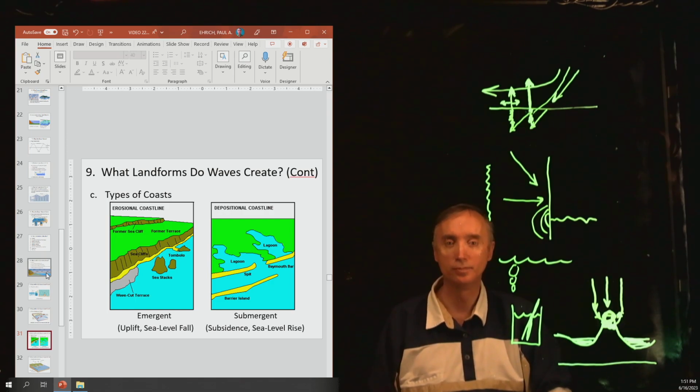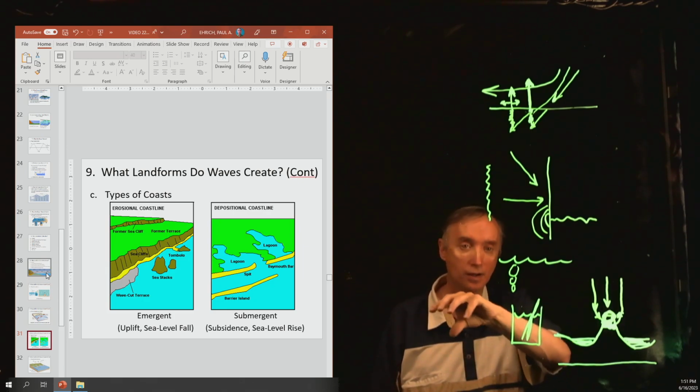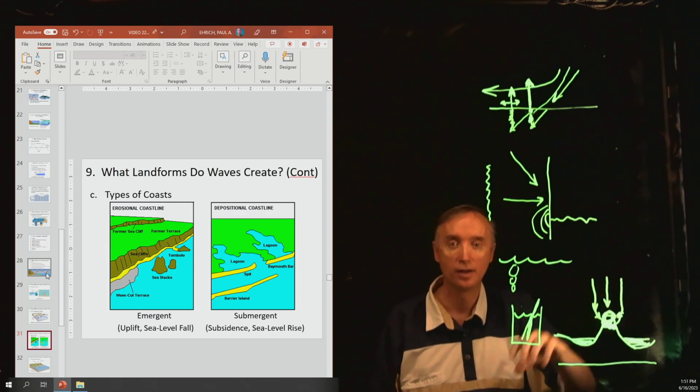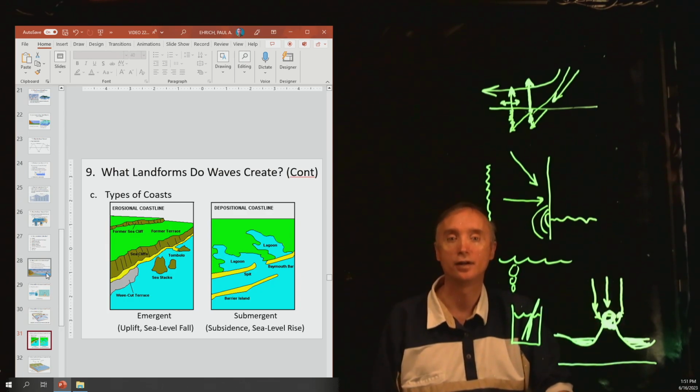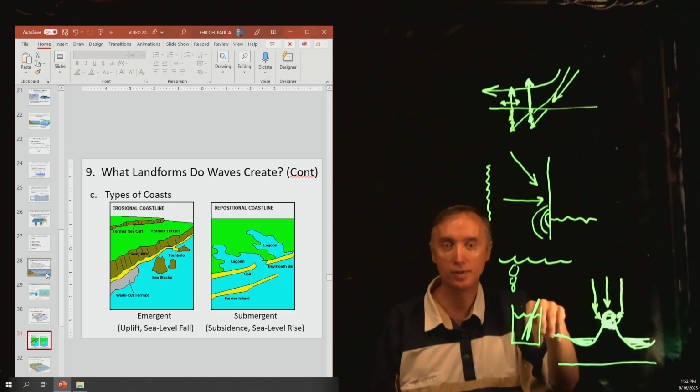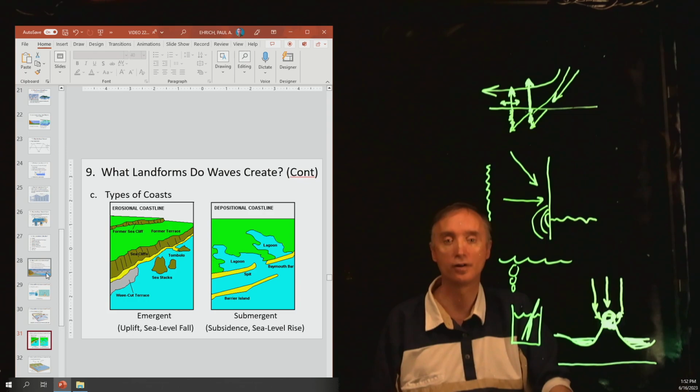When you have submergent coastlines, then you're going to have deposition. And so you'll notice that you can have situations where you have a spit of land that is forming out to sea, and you can have lagoons, which are areas where there's water in it, but they're protected from the ocean by these spits of land that are in front of it.